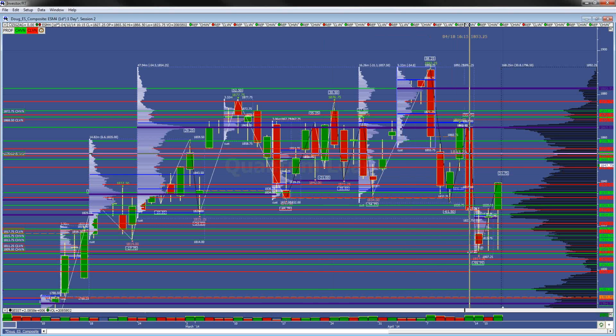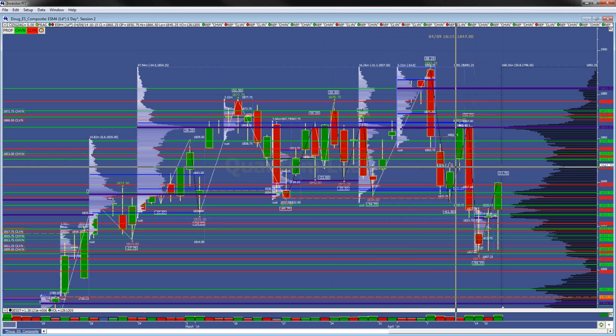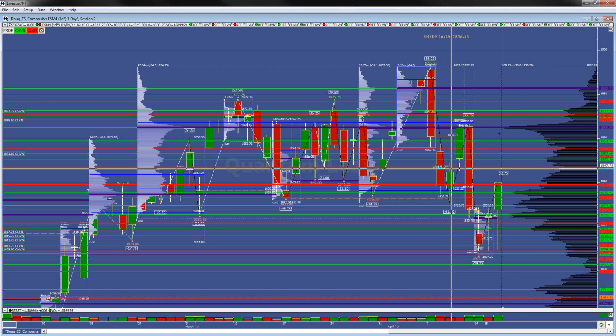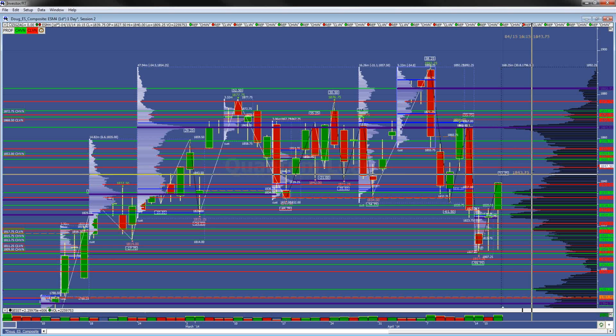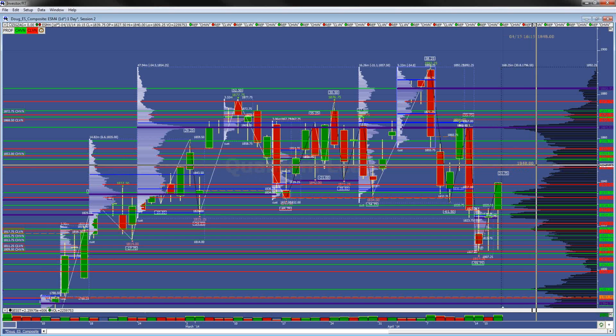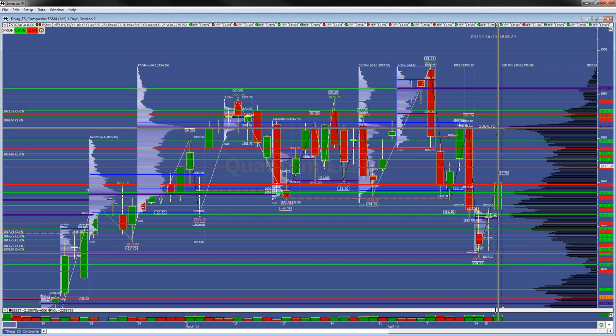So now it's key if we can hold inside of the value. What happens when you're inside value? They look for the most accepted price. Where's the most accepted price right now in value? It's at the upper end, at 1865. That shifted from the 1864.50. So what this tells me is if we can stay inside of value, then we're likely to rotate up towards the 65.